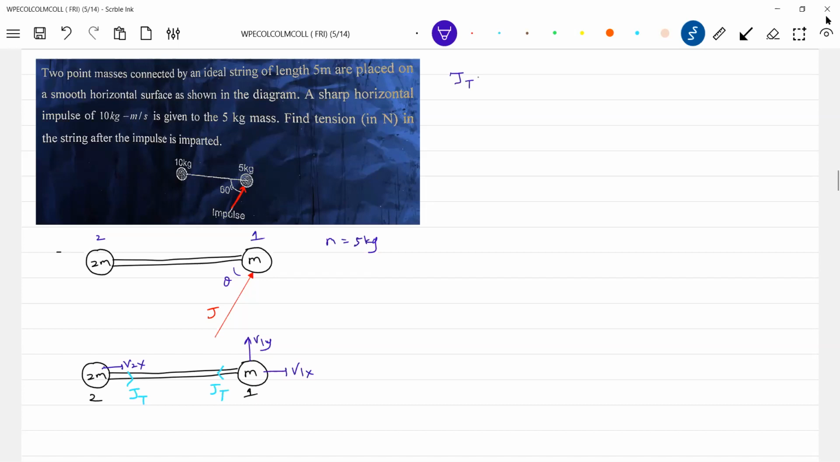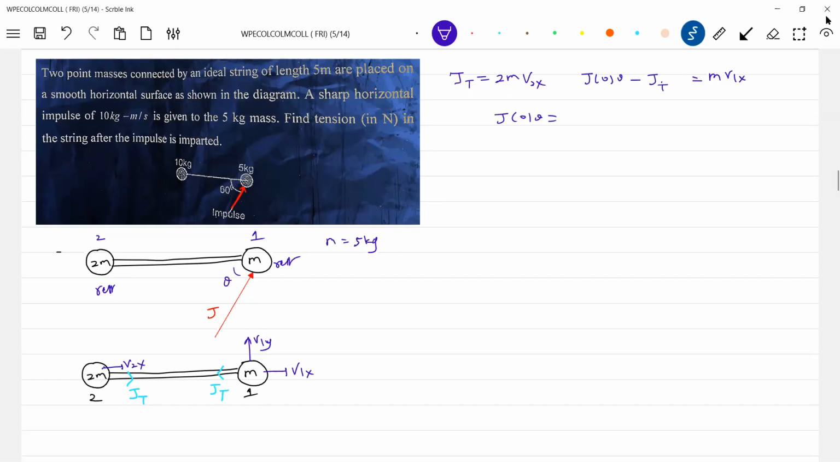So JT is equal to 2mv2x. Then on ball 1, initially they are at rest. So J cos theta minus JT equal to mv1x, and JT equal to 2mv2x. Add up these two, so directly we'll get it.